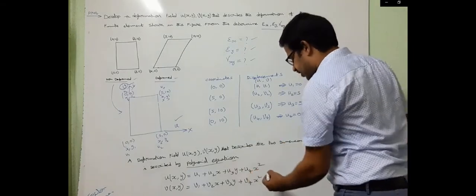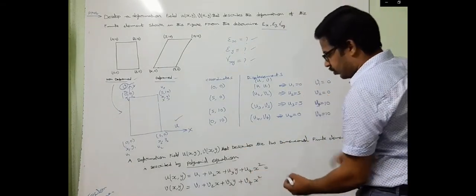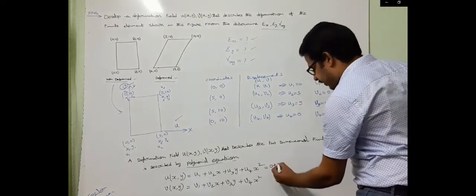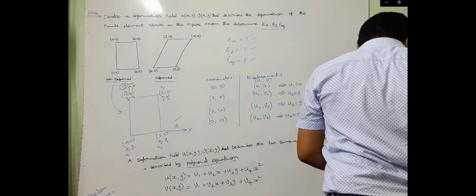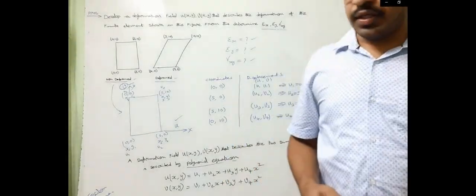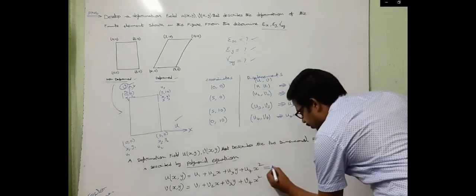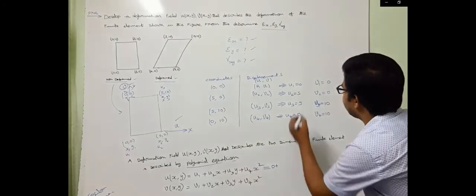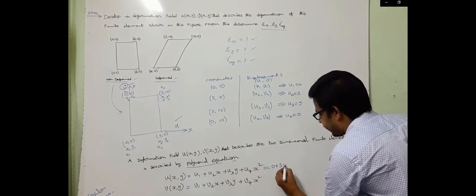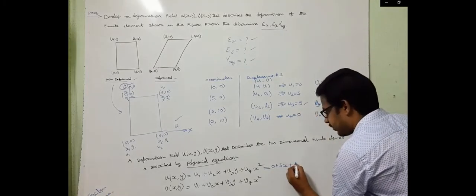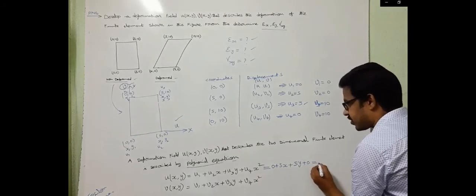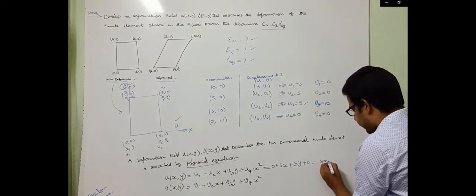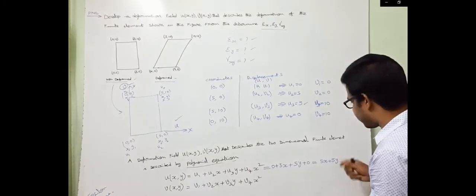We can substitute these values in this equation. The u1 value is 0, plus u2 is 5, so 5x, plus u3 equal to 5 into y, plus u4 equal to 0 into x square, which is 0. So the final equation is u of x comma y equal to 5x plus 5y.